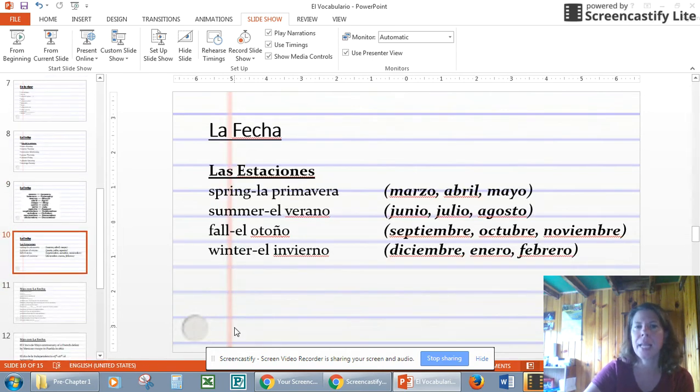Going forward then, if we want to put the months into seasons, las estaciones means the seasons. So spring is la primavera, and that would be the months of marzo, abril, mayo. Summer is el verano, months of junio, julio, agosto. Fall is el otoño. Again, here's that tilde that gives it the y sound, otoño, with septiembre, octubre, noviembre. And winter is el invierno, with the months of diciembre, enero, febrero.